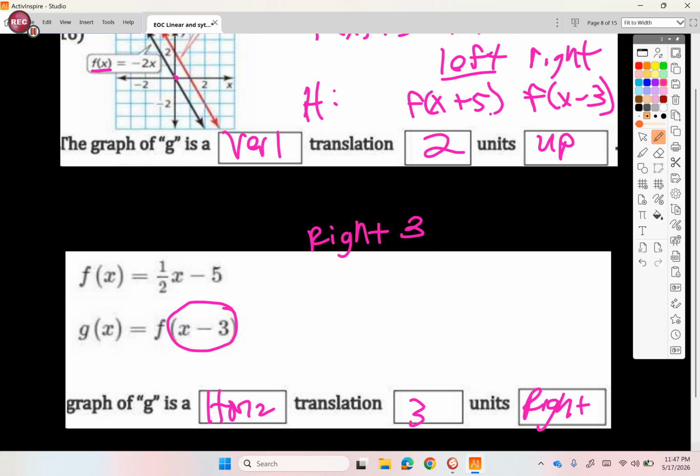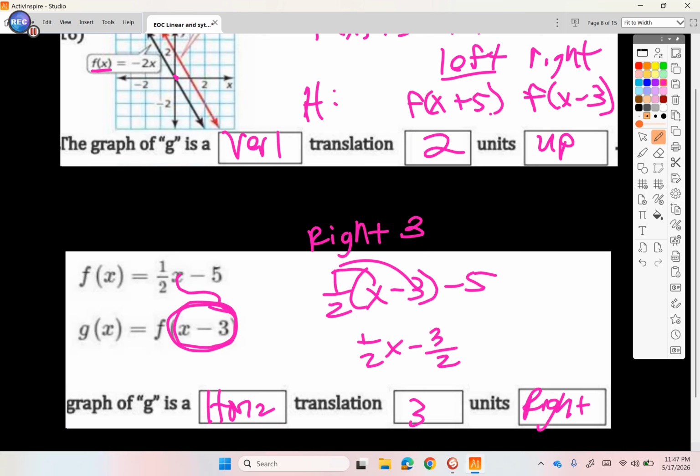Now if they want the new equation, with horizontal you have to replace your x with your movement and simplify the equation. Alright, they're not asking that, but if they do, you have to make sure you know how to solve this, right?